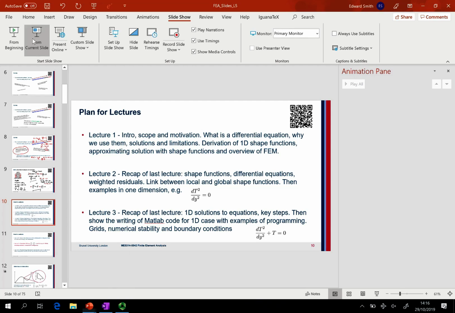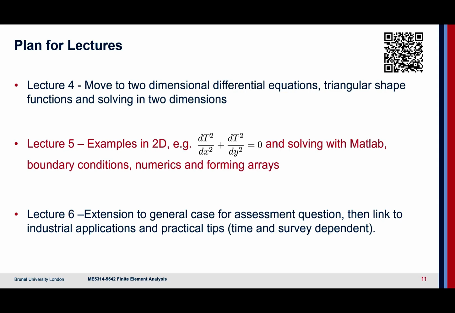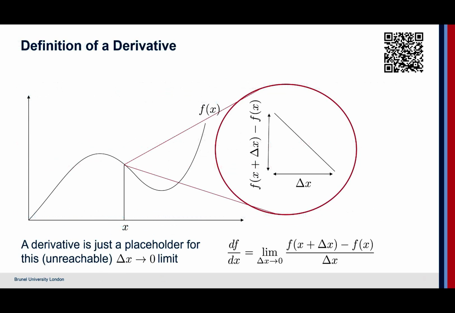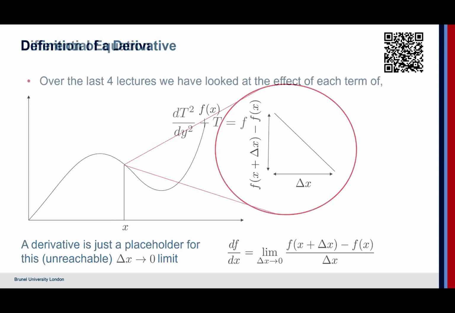Okay, so these were the plans for the last 3 lectures. We're now on lecture 5, and we're moving to 2 dimensions, solving with Matlab, boundary condition, numerics, and forming arrays. Okay, so we'll start again with this definition of a derivative, and this is the starting point for this entire process of continuum mechanics. We essentially define a derivative, which is the limiting case, a gradient, as we zoom in to the point when delta x, that difference, that gradient of the line is equal to 0, and we define this derivative. That is a mathematical placeholder.